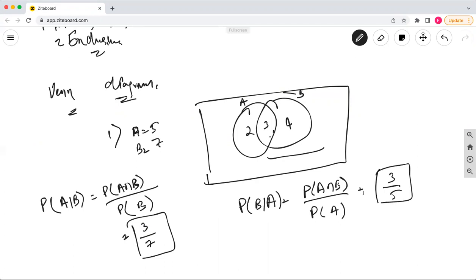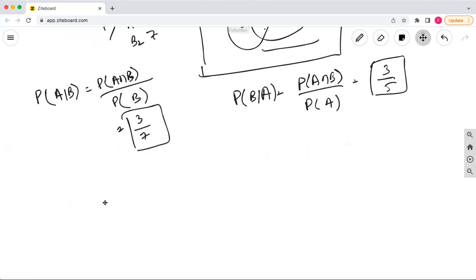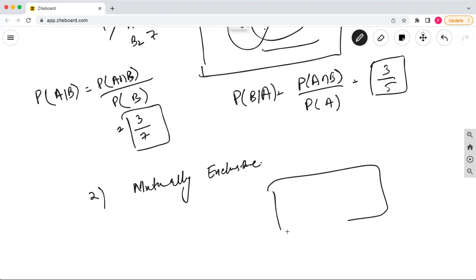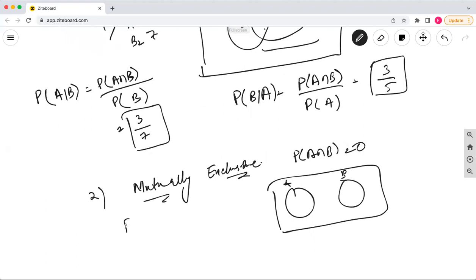Okay. And now you can see 2 other cases. If these are mutually exclusive events, that means there is no overlap between them. As there is no overlap between them, the probability of A and B is equal to 0. If that is 0, then the probability of A given B is also 0, and the probability of B given A is also 0.